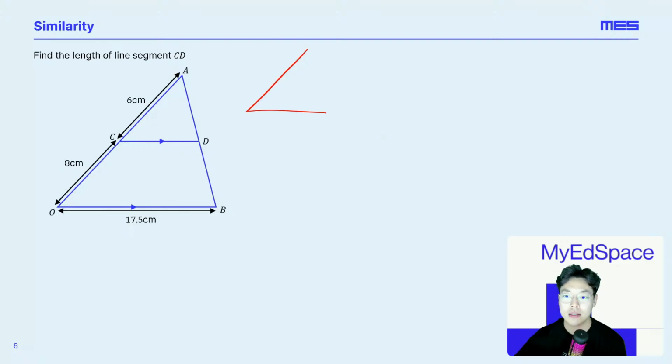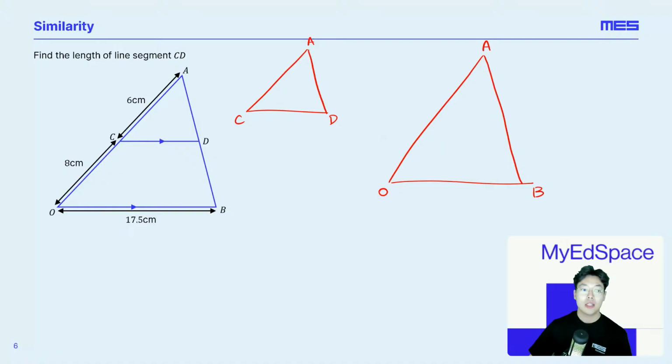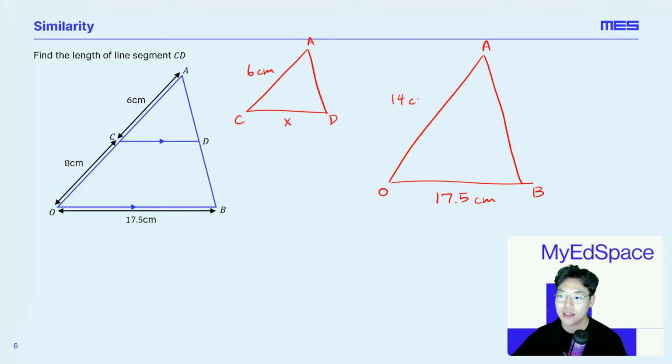So here is the smaller triangle. And here is the bigger triangle. All right. So here's A, C, D. We have A and O and B. All right, cool. So AC is 6 centimeters. CD is what we're looking for, right? Find the length of line segment CD. Now, for the bigger triangle, we know that this bottom segment is 17.5 centimeters. And we know this entire piece, AO, is 14 centimeters.